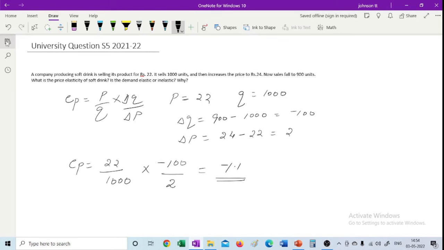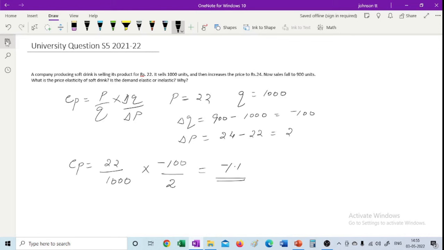Here you are getting a minus value. The question is whether the demand is elastic or inelastic. Don't be confused. Even though it is minus, when you ignore the sign, the value is greater than 1. Since it is greater than 1, that is 1.1, we can say that this product has elastic demand. The reason is the elasticity of demand is greater than 1. We always ignore the sign. We never consider the sign for interpretation. So it is elastic demand.